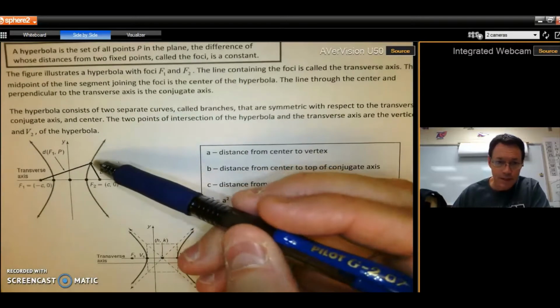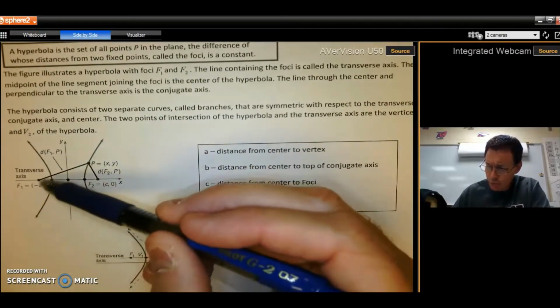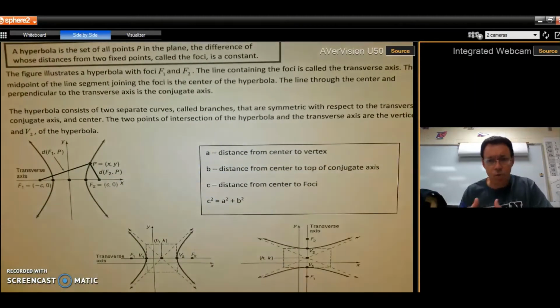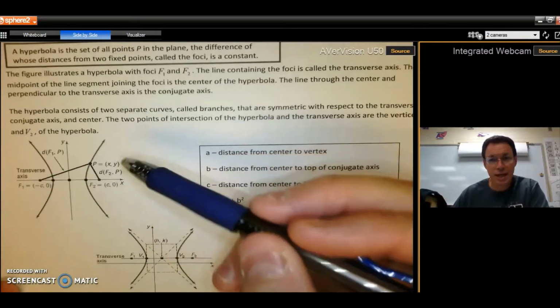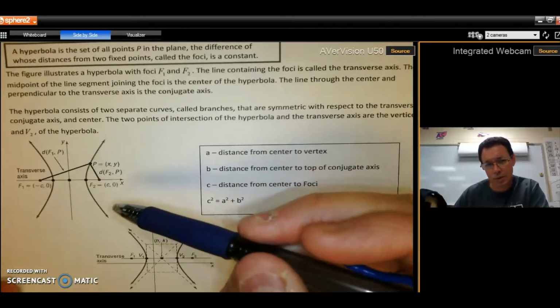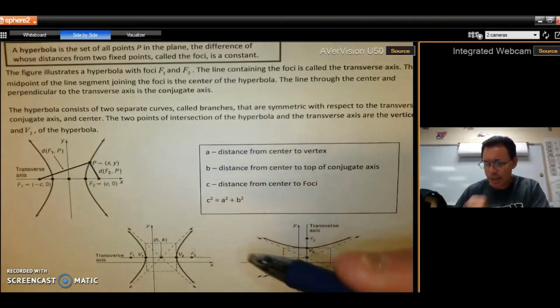So this is an example of a hyperbola. You've got these two branches that are going away from each other. I know they kind of look like a parabola. They're not, and I'll explain what makes this curve look different than a parabola in a second.